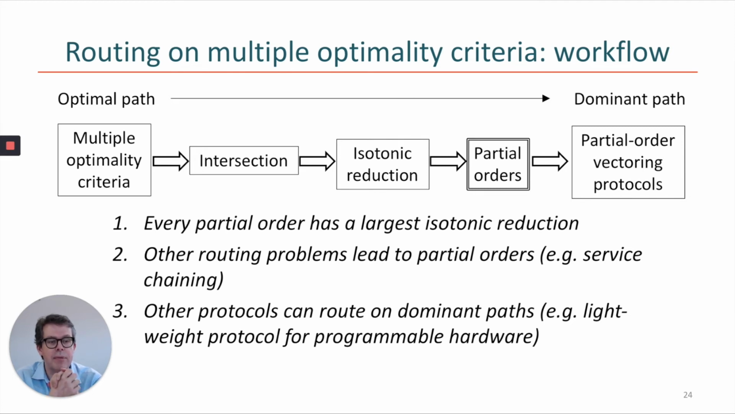I'd like to make 3 comments. The greater the partial order, the more the pairs of attributes that are comparable, the less the number of dominant attributes from source to destination in a network, and the more efficient the routing protocols. In short, we aspire to isotonic reductions which are as large as possible. It can be shown that every total order has a largest isotonic reduction.